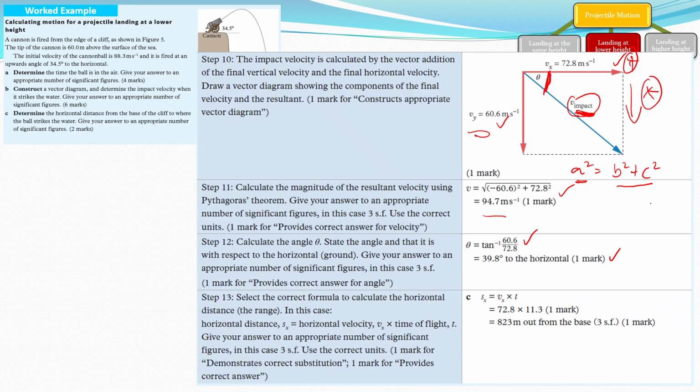All right, that is part B. Part C, calculate the horizontal distance. Well, as we said before, there's only 2 formulas for horizontal. This one's fairly straightforward. We know what the time is. We know what the velocity is in the x direction. Plug those in. It lands 823 meters out from the base. So a fair way.